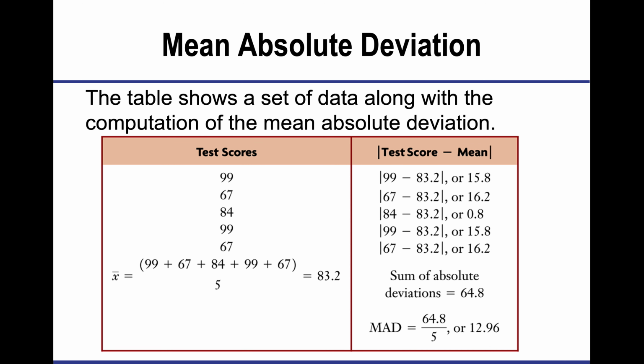So here is a data set. I found the mean, which is going to be 83.2. And then I did 99 minus the mean, 67 minus the mean. So you see this? And then I took the sum of those here and divided by the number of data points.